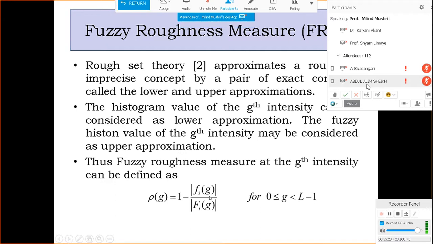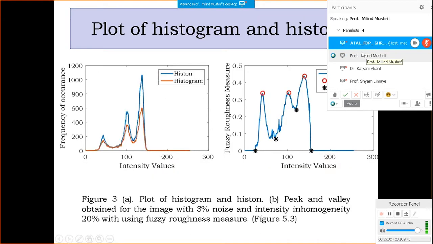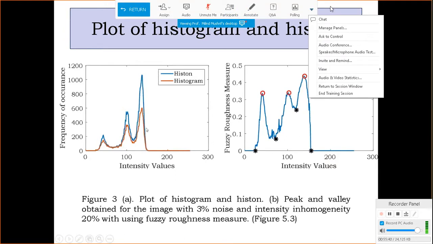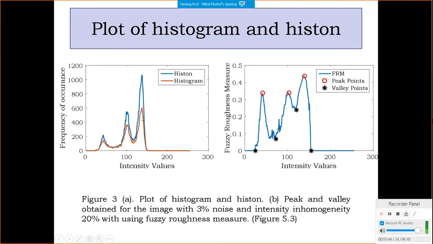We can plot these roughness index values versus intensities and we get this type of plot. Instead of using the histogram or histon for thresholding, we can use this roughness measure versus intensity plot for thresholding. Here the valley points and the peak points are more pronounced, so this plot is more well defined and better suited for segmentation. We can use these valley points as thresholds and segment the image. The segmentation result will be better compared to segmentation obtained using the histogram or the histon.